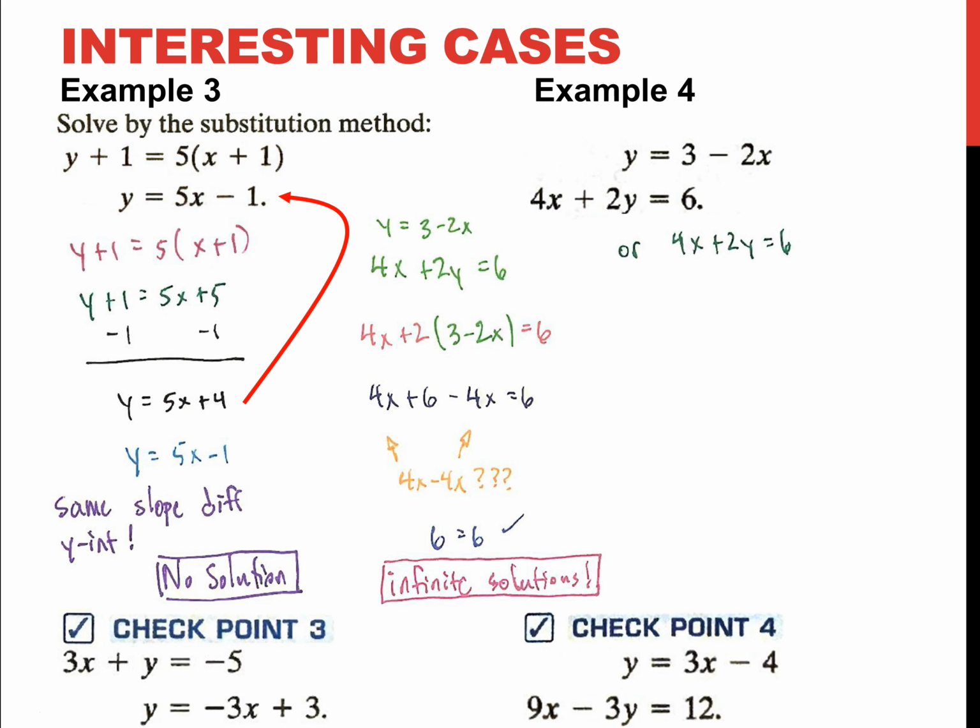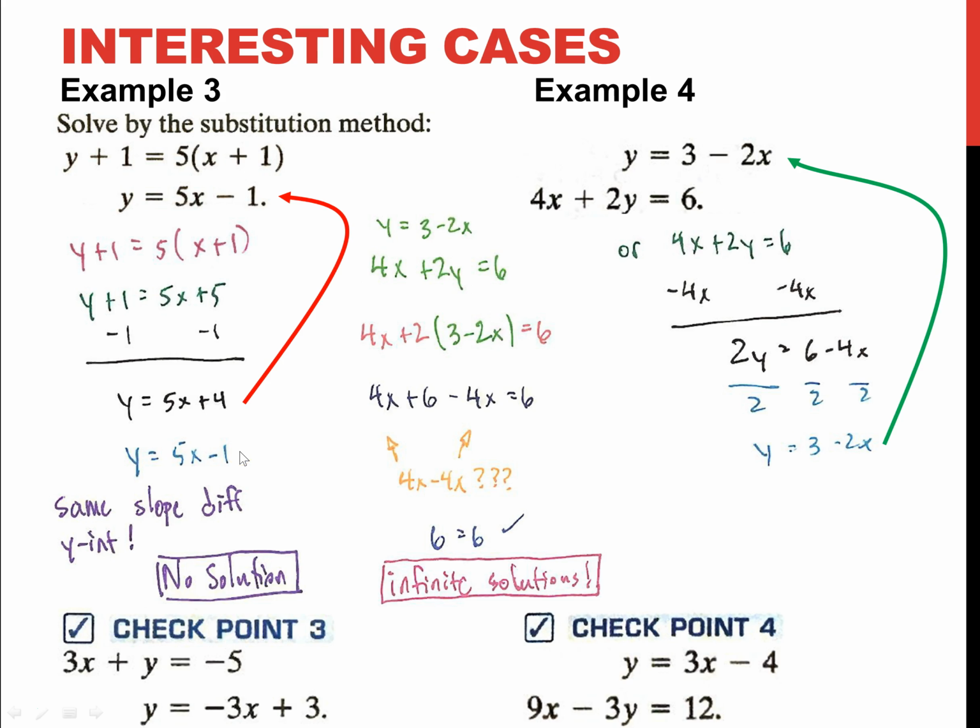Let's see this another way. The other way I could do this is I could take the second equation, isolate it for y, divide by 2, and I have y equals 3x minus 2x. Wait, hold on one second. See, that y equals 3x minus 2x, that's the same as the first equation. And if it's the same as the first equation, then I have the same equation. Infinite solutions. So I've solved example 4 two separate ways. The first way is by substitution, and the second way is isolating the second equation for y, and then I see I have the same equation.